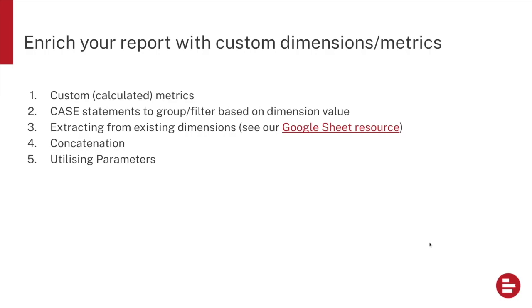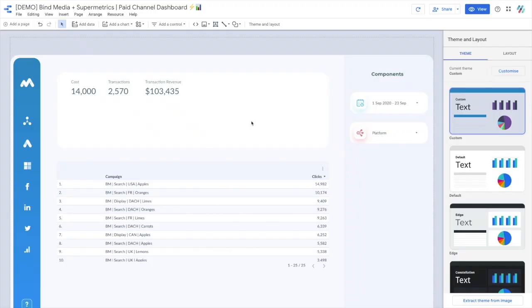Obviously the connector itself does do a bit of ETL, so you get some custom fields through. So for example, things like average CPC and click-through rate that are kind of standardized. But there may, of course, be some metrics that you want to have visibility over that you don't currently, or there might be ways in which you want to group or extract from dimension values. We'll go through these one by one, but we'll kick off with custom metrics.